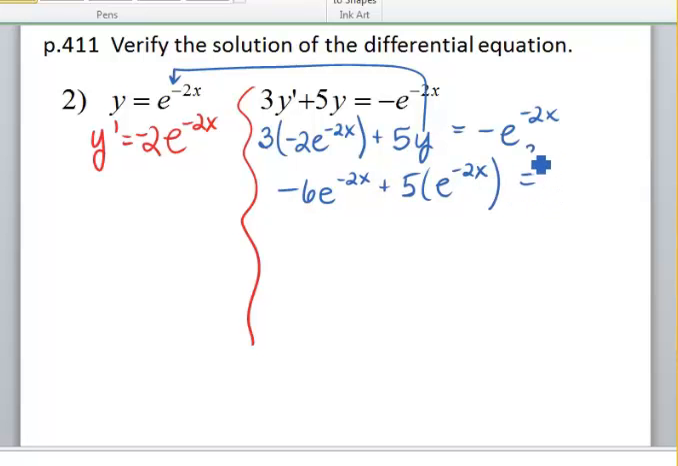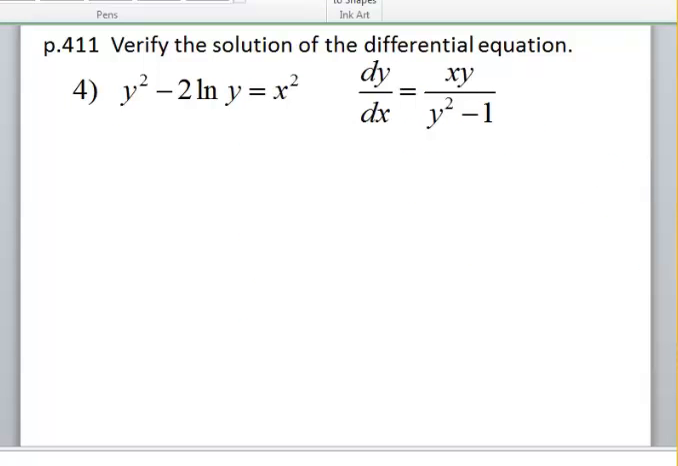And really we're asking ourselves, does it equal negative e to the negative 2x? Well, if you look here, negative 6 and a 5 does give us a negative 1 e to the negative 2x. And since those two are equal, I have verified the solution of the differential equation.